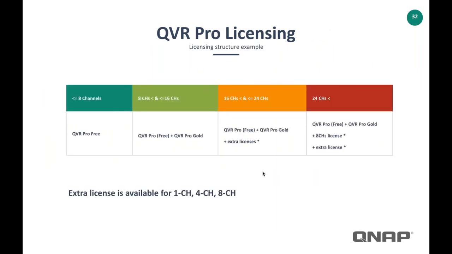So here's just an example of our licensing structure, what you might do. If you only need 8 cameras or less, just use the QVR free version. If you need between 8 and 16 cameras, just get QVR Gold, that's all you need. But if you need more than 16 cameras, let's say, for example, you need 19 cameras, just get QVR Gold and then buy an extra 3 licenses to get to 19. And if you want even more, you can buy even more. You can even get 8-pack licensing packs to add to QVR Gold.